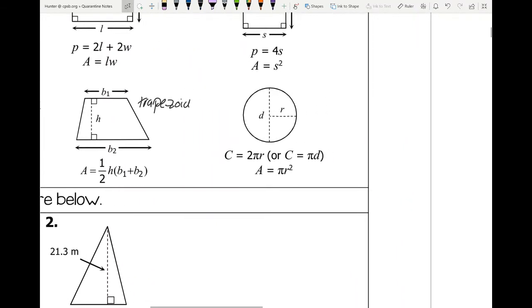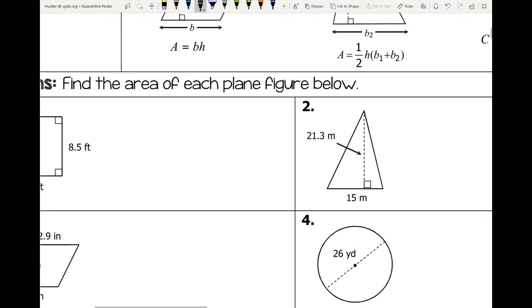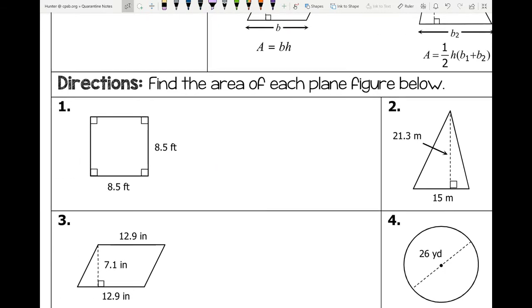And then we all know this area of a circle formula, and the circumference of a circle as well. Okay, so we're going to work some problems now. Number 1 says find the area of each plane figure below. This is a square, obviously. Our side is 8.5 feet, so our area is equal to 8.5 squared.